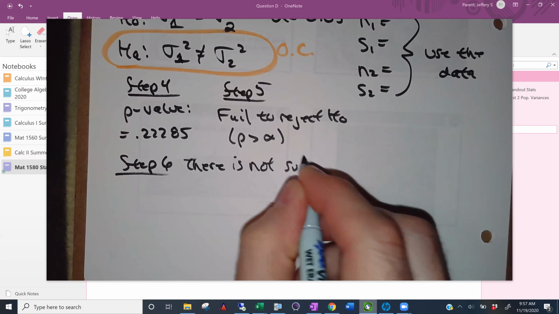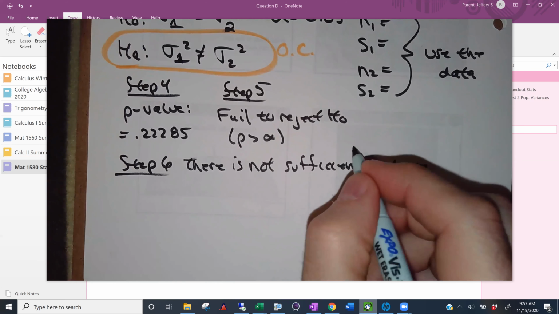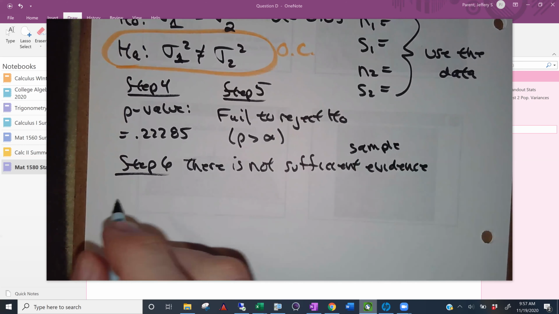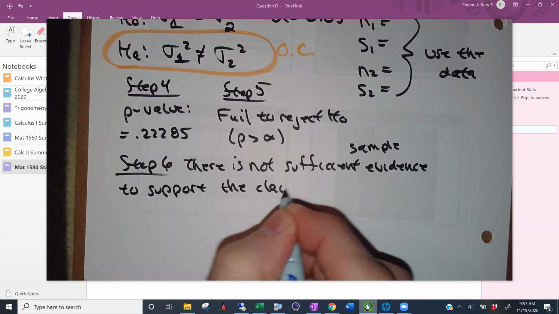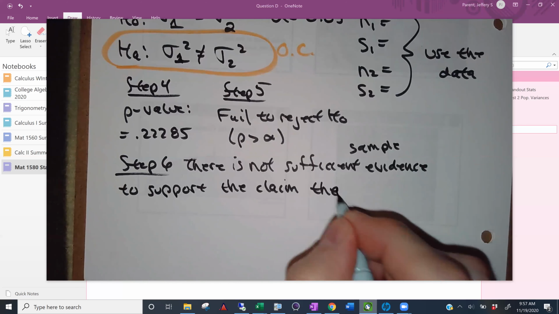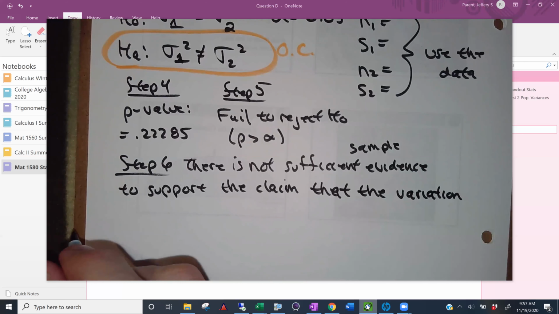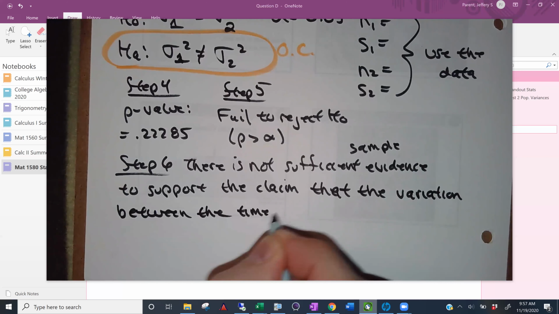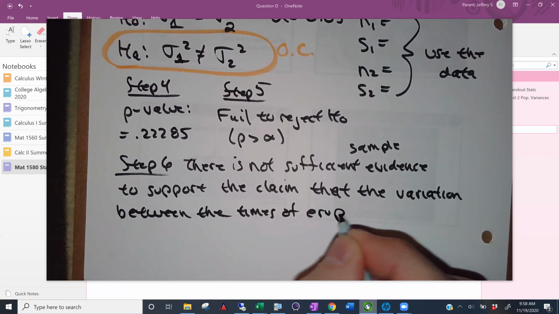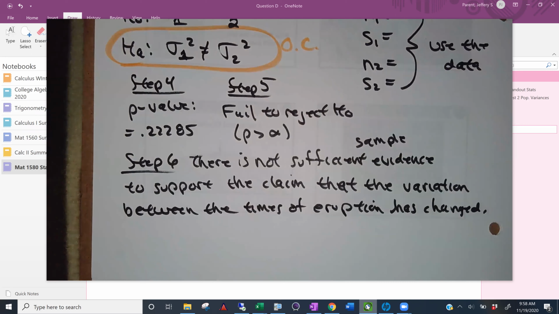There is not sufficient sample evidence to support the claim that the variation between the times of eruption has changed. All right, not bad.